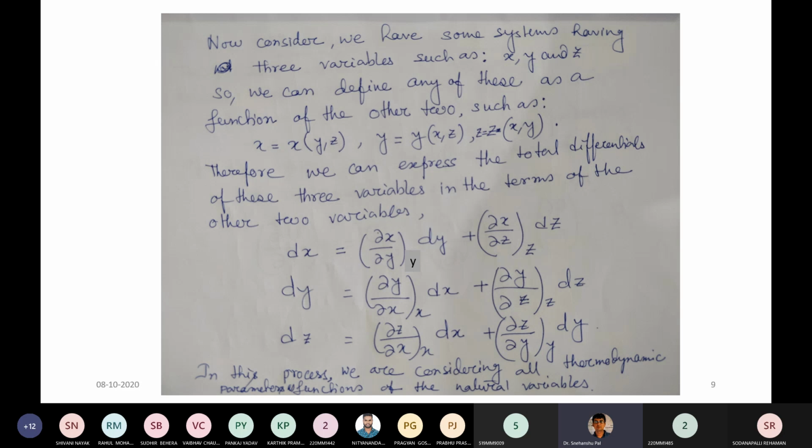And in this process, we are considering all thermodynamic parameters as functions of the natural variables. So this kind of representation can be implemented in all kinds of thermodynamic parameters or functions, which are functions of natural variables.